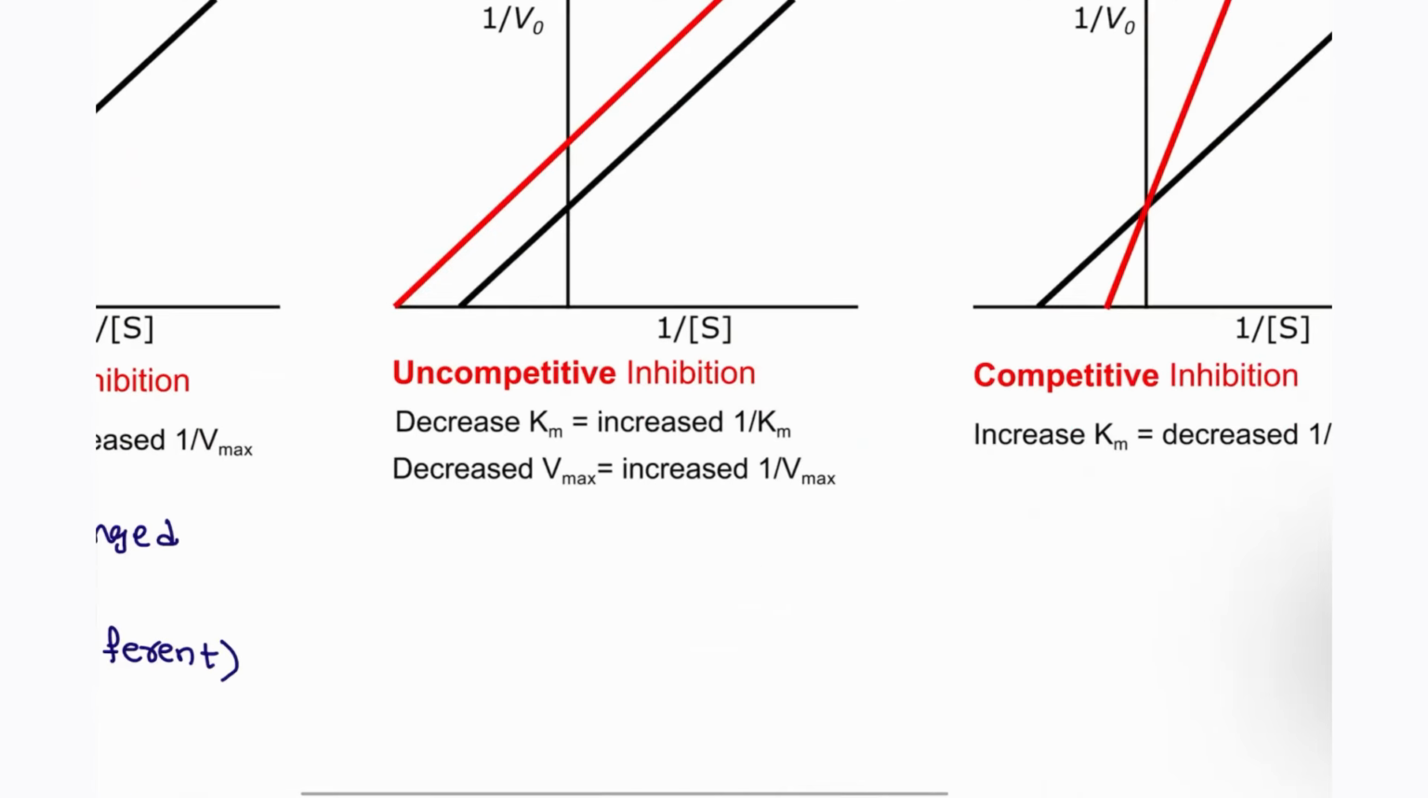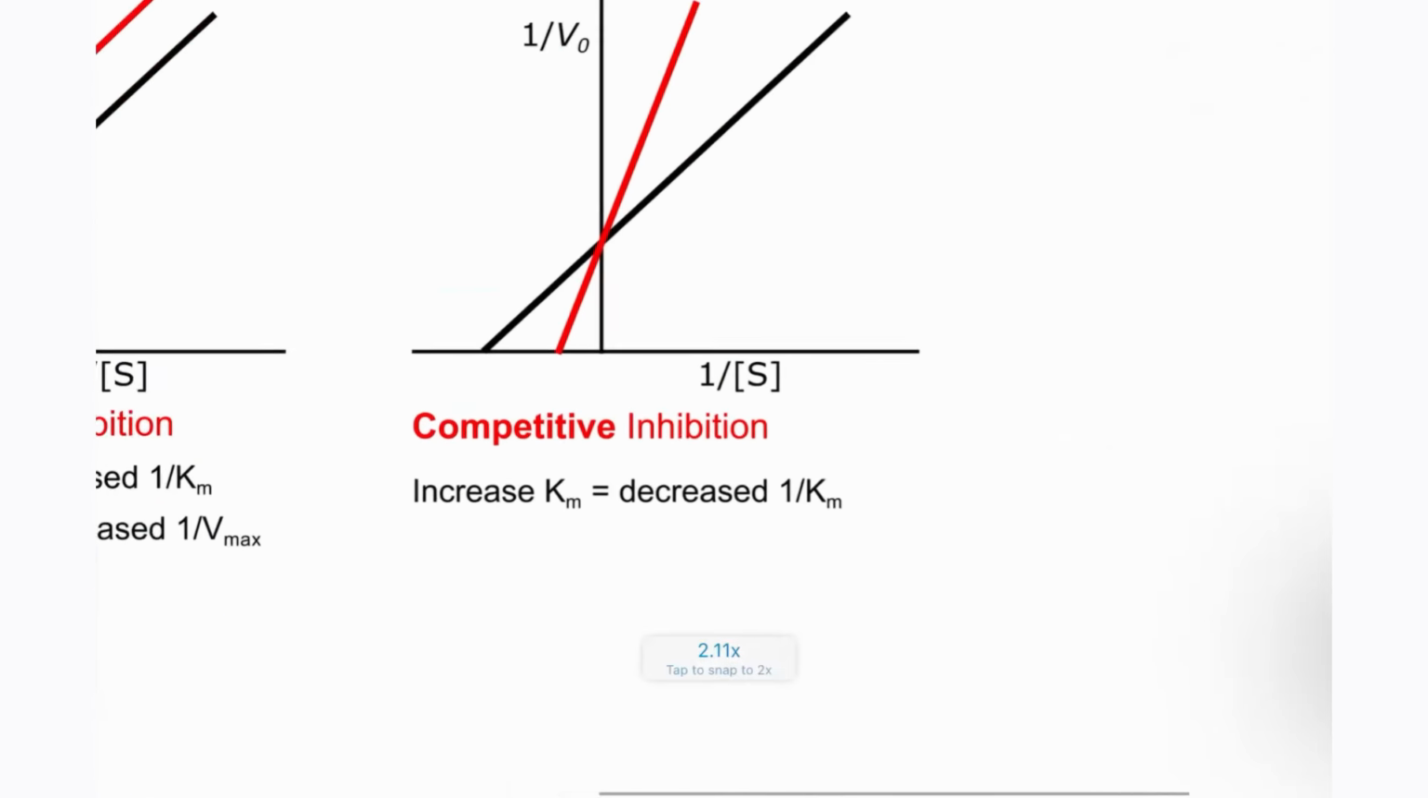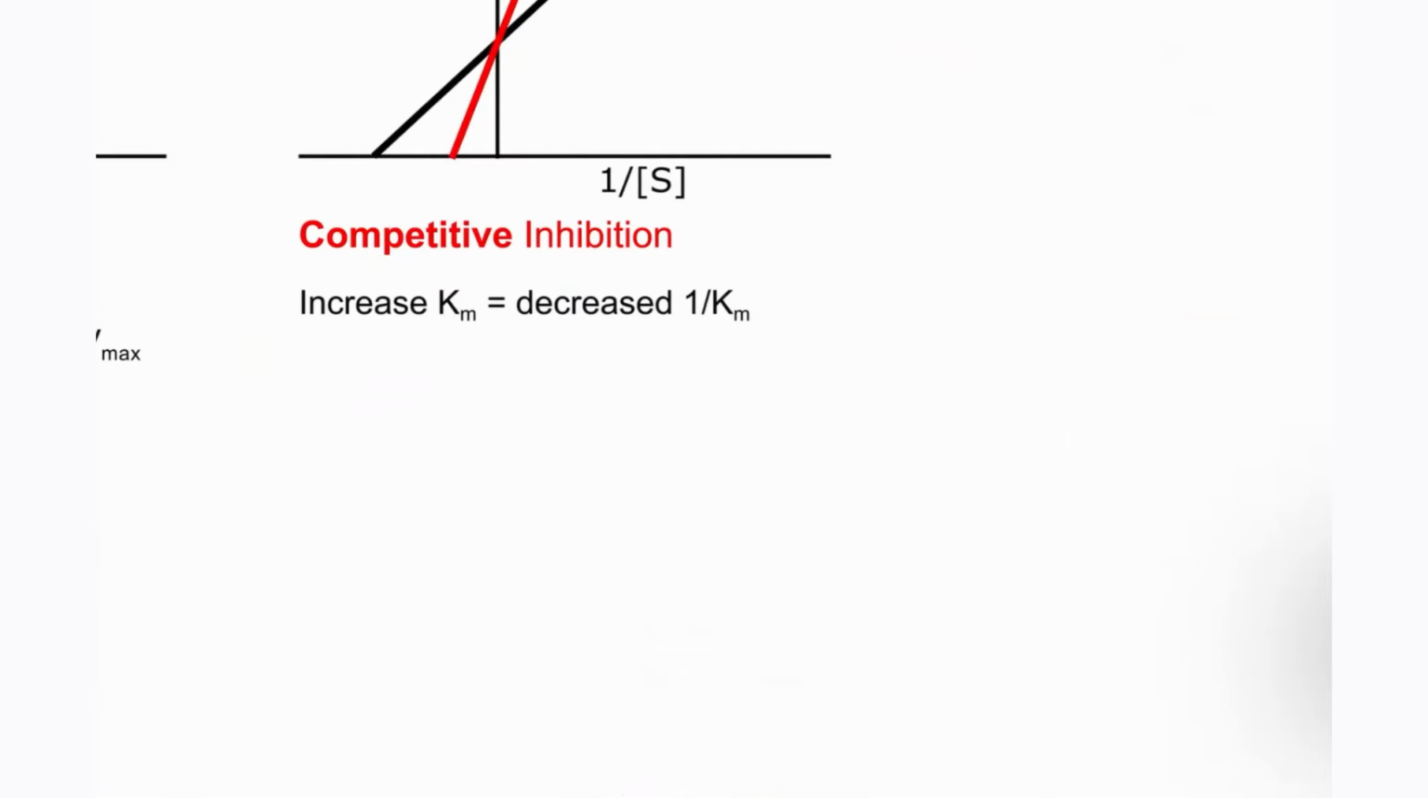Next, coming to competitive inhibition, we will see. In competitive inhibition, the inhibitor is going to resemble the substrate, so it binds at the same site as the substrate.